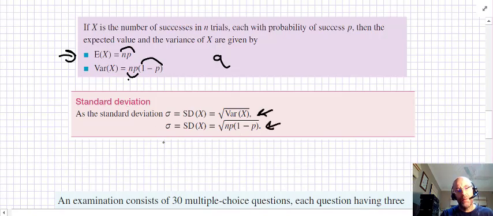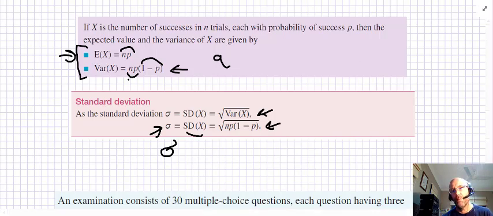And of course we know the standard deviation is the square root of the variance, and thus the symbol for standard deviation is the lowercase sigma, which you may have seen before, or sometimes it's written as SD of X. It's the square root of np times 1 minus p. The formula sheet I use had only those on there, so you need to remember the square root relationship between variance and standard deviation.